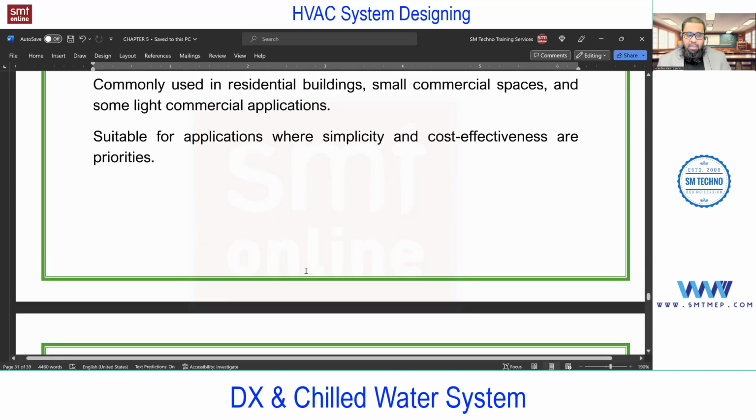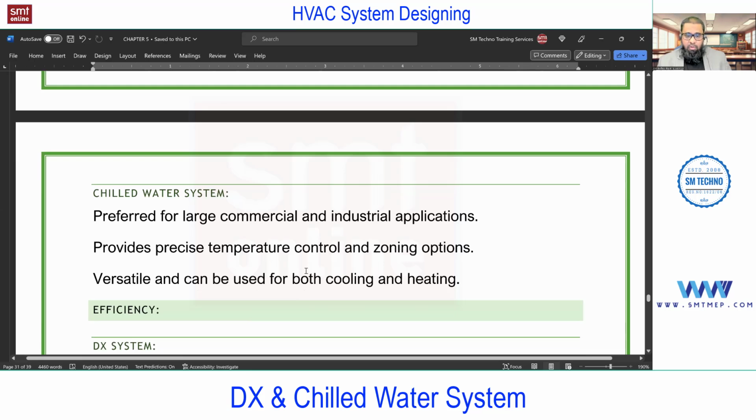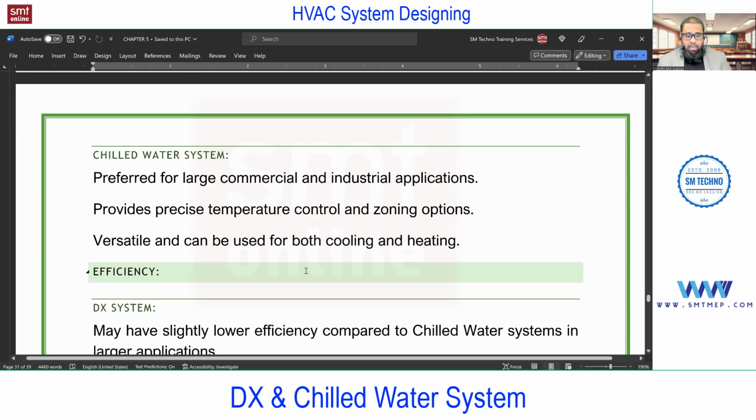Now if you compare with the chiller, it is preferred for large commercial and industrial application, what we discussed in the previous session, also for high-rise building or commercial. It can be a residential apartment also, but if it is a high-rise building, we are using the chill water system, industrial application or commercial, etc. And for multiple zoning, it can be used for both cooling and heating with a single AHU, but no doubt we require a separate boiler for that.